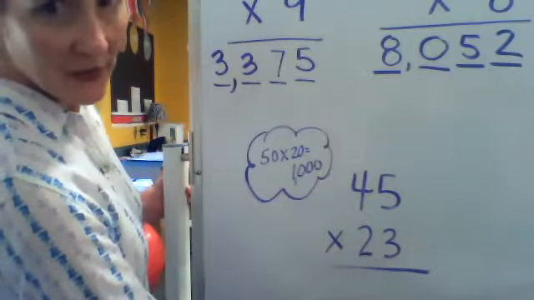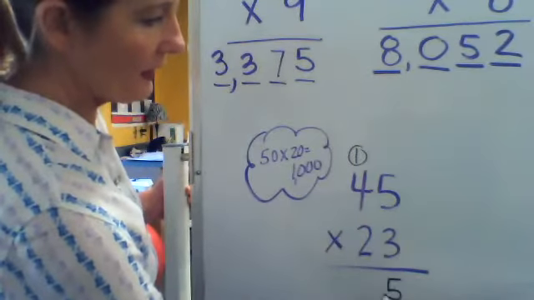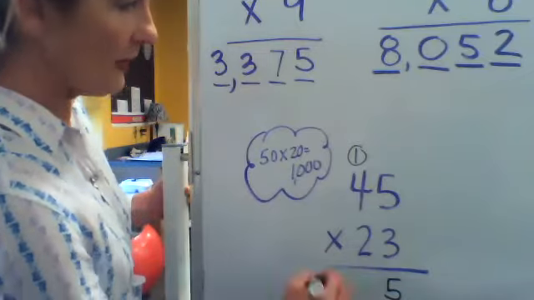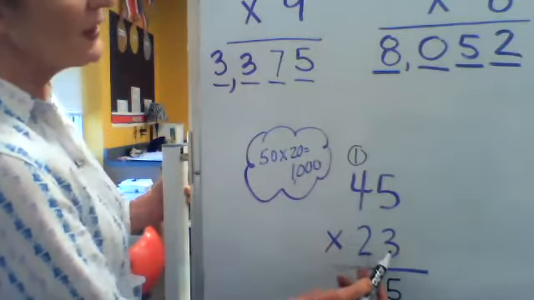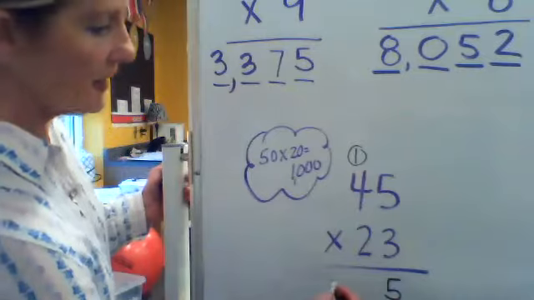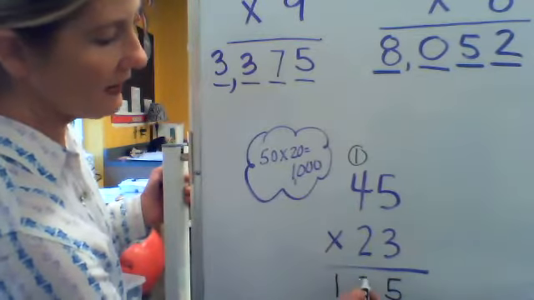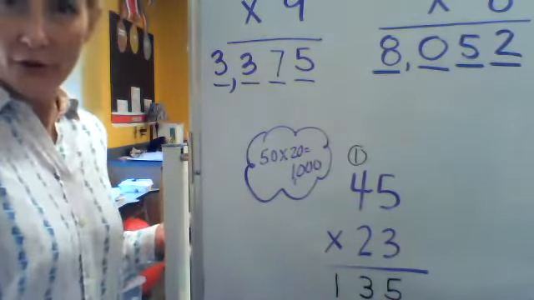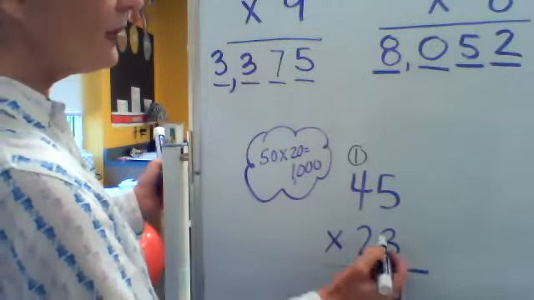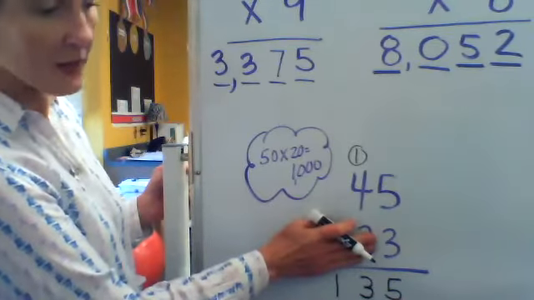3 times 5 is 15. That's one group of 10 and 5 ones. Let's have our place value places. And then 3 times 4 tens is 12 tens, plus one more is 13 tens. 13 tens is the same as 100, and 3 more tens, 135. So we have completed the problem as if it were just 45 times 3.